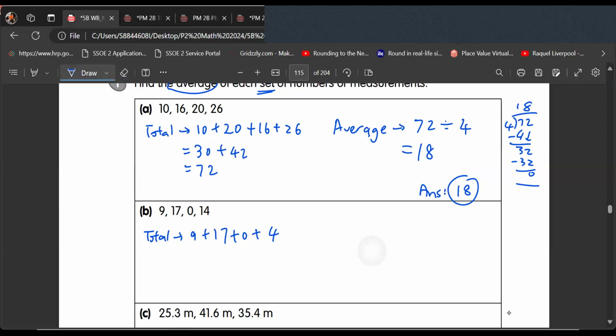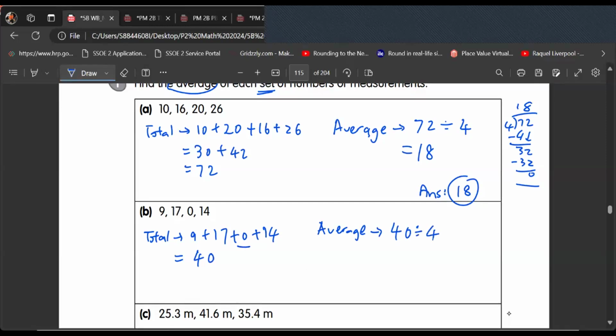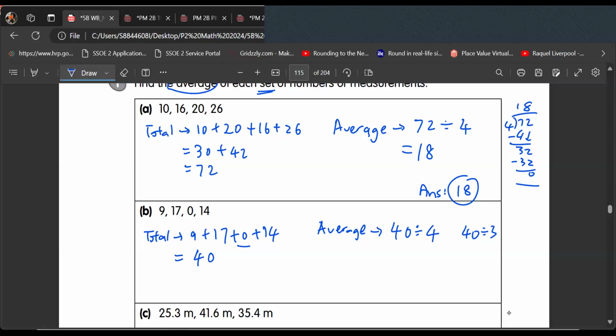Okay, let's look at the total first. If I count 0 in, does it affect the result? What is the answer here? 40. If I don't add 0, is it the same? It's the same. Now let's talk about the average. If I count 0 in, what should I be doing? 40 divided by 4. If I don't count 0 in, it's 40 divided by 3. So which is correct? Should I divide by 4 or should I divide by 3?